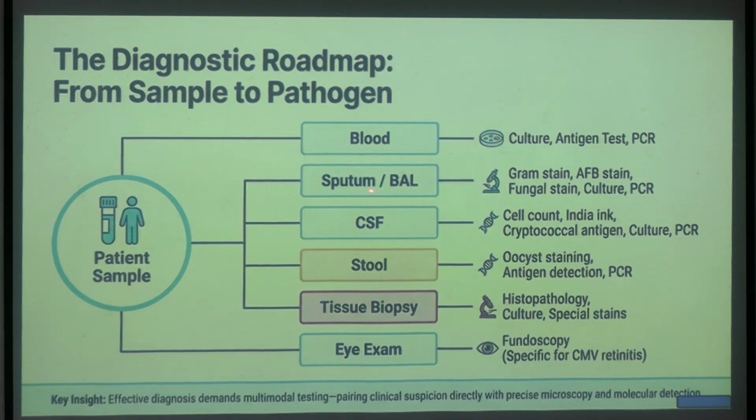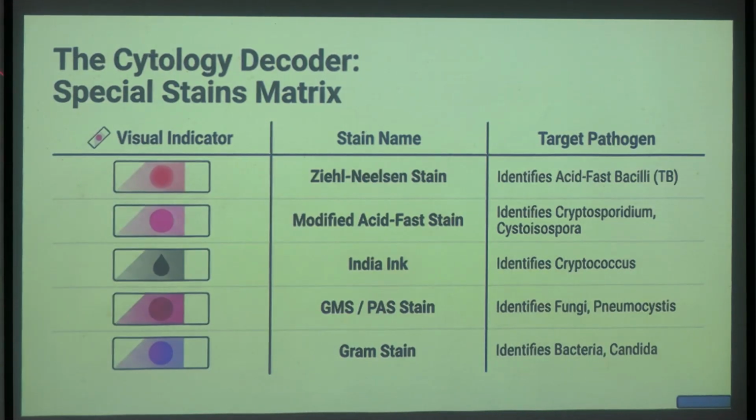For Pneumocystis carinii, you have to do sputum and bronchoalveolar lavage. For CSF, Cryptococcus meningitis or Toxoplasma, you have to send CSF. For Cryptosporidium and Isospora belli, you have to send stool for modified Zeihl-Neelsen stain. Also for any part of the area involved, you have to send histopathology and tissue biopsy. And for CMV retinitis, we do eye examinations.